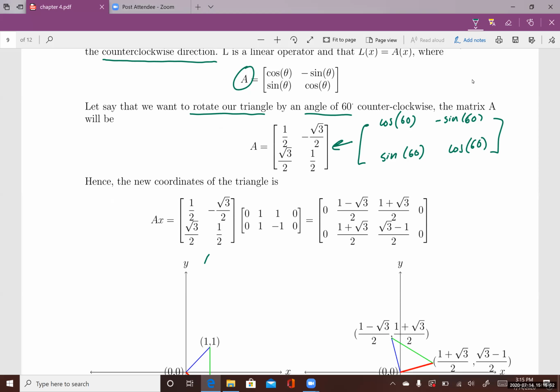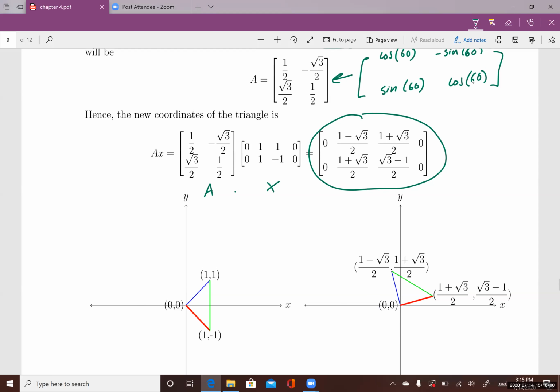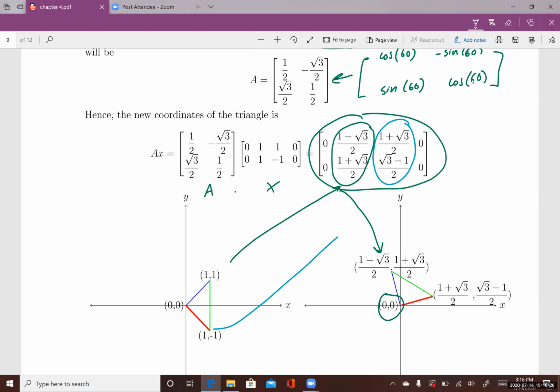So after multiplying this matrix by x, I got the new coordinates. Here is the original triangle, as we know, and 0 here, right? And then this first vertex from (1, 1) to here, it's rotated 60 degrees counterclockwise. And then if you look at the third vertex, if you rotate it 60 degrees counterclockwise, it goes from here to here.